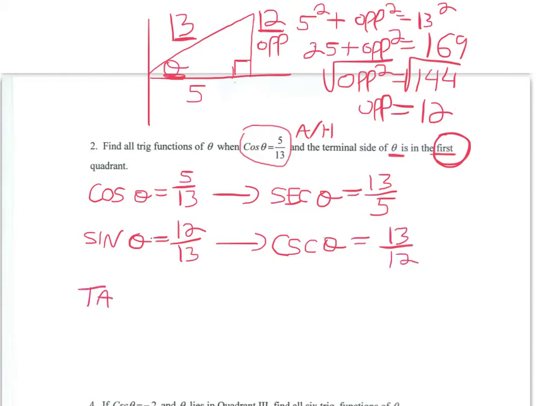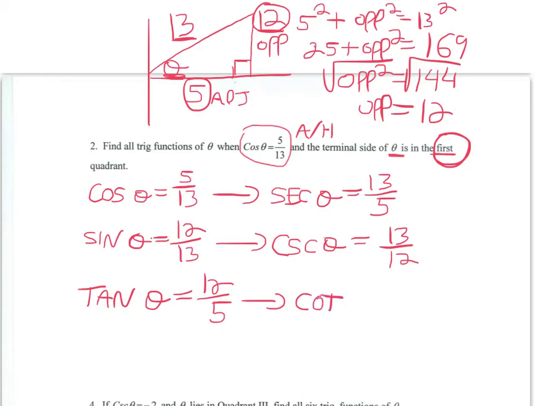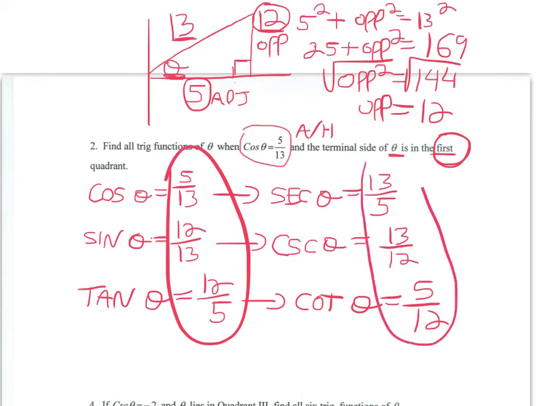Then we do tangent of theta. This is the TOA, this is opposite, which is 12, over adjacent. I forgot to put this here, this is adjacent. So it's 12 over 5. And then cotangent, we just flip that, and it's 5/12. So these are all the trig values, they're all positive, because theta is in the first quadrant. Again, I'm not finding out what theta is, I just want to know what the trig functions are equal to, the ratio for all these angles.